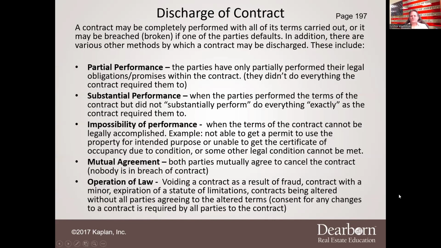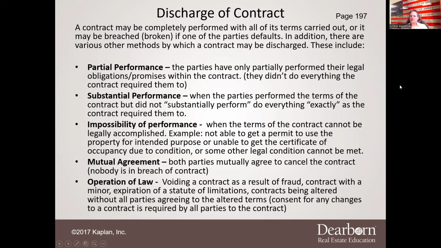So now we're going to go over the different ways that a contract may be discharged. Contracts can be completely performed with all their terms fully carried out, or it may be breached, that means broken, if one of the parties defaults. In addition, there's various other methods in which a contract can be discharged, and they include partial performance.